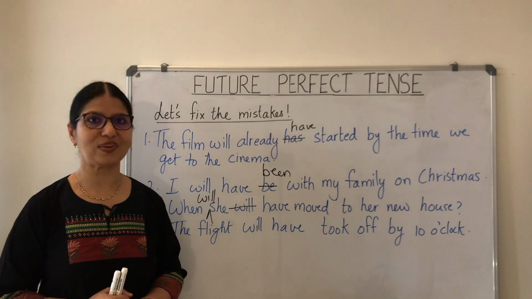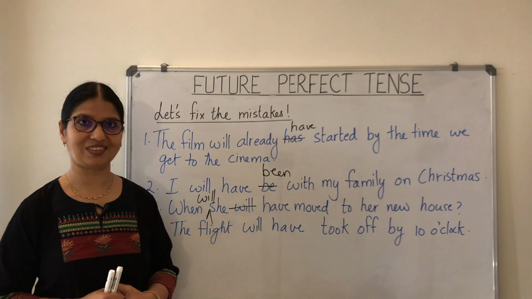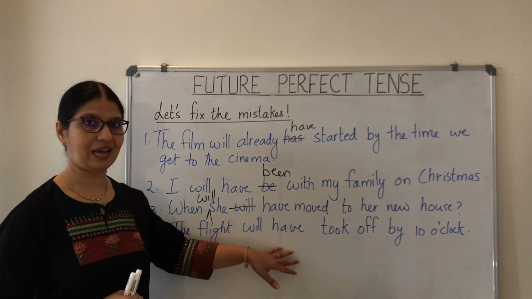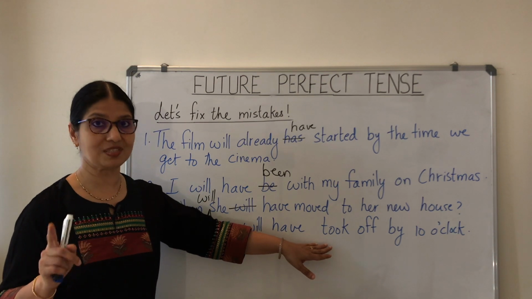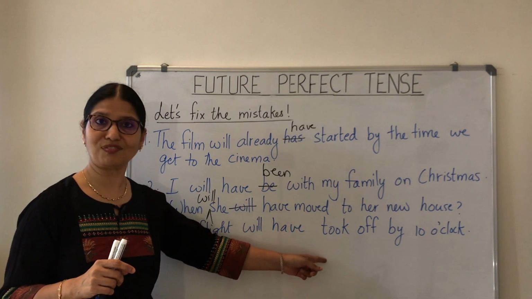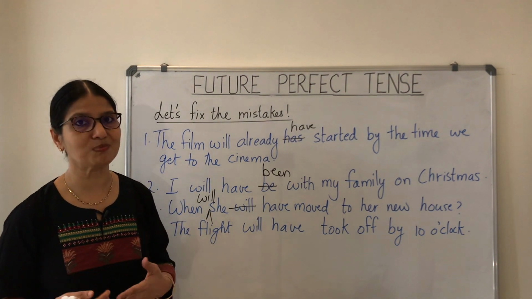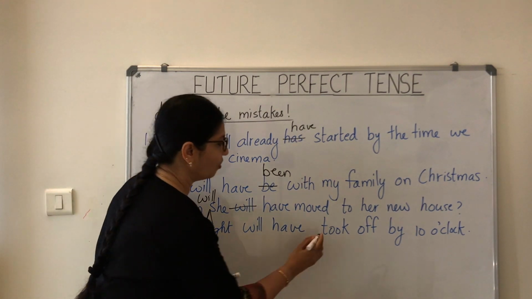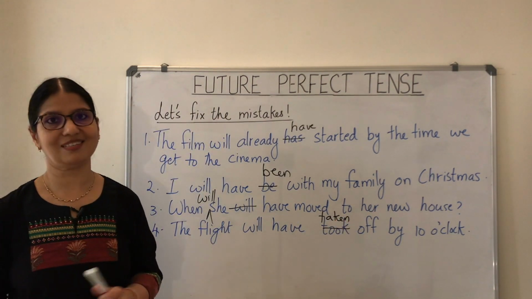Moving on to the fourth question. The flight will have took off by 10 o'clock. So the future perfect tense is used, will, have, and it should be the verb 3. So here it is take off, which is the main verb, and the third form is taken off, not took off. So we need to know the past participle forms of the irregular verbs too. So it should be taken off, which is used here. And here is the answer.